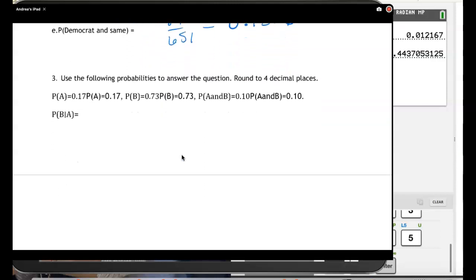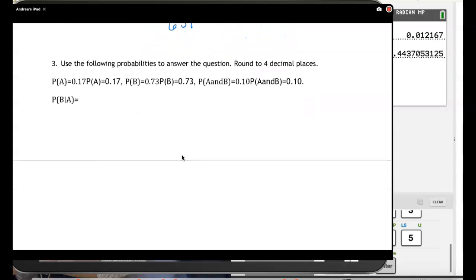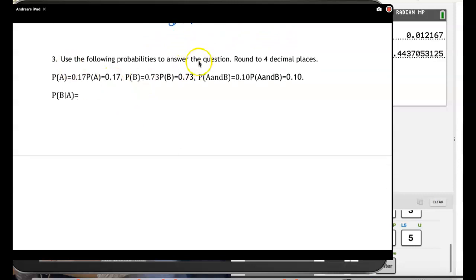Okay, let's just do this last one real quick because I know a couple people had questions on this one as well. Use the following probabilities to answer the question, round to 4 decimal places. If we know the probability of A is 0.17, oops, I don't know why I have this twice here. Sorry about that. That was just a typo there. Probability of A is 0.17, probability of B is 0.73, and A and B is 0.10. What's the probability of B given A?